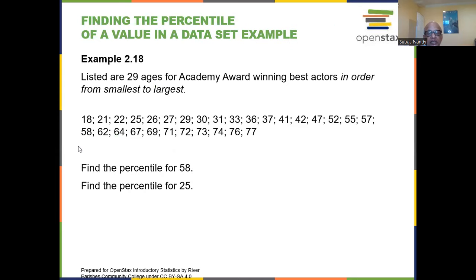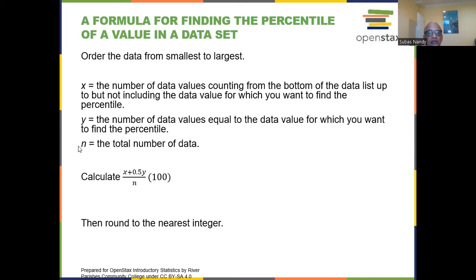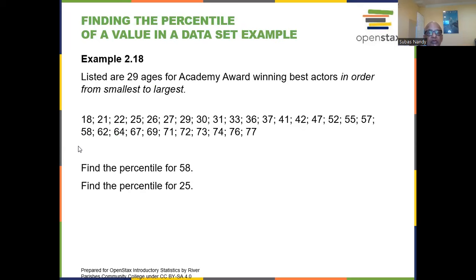Okay. Find the percentile for 58. So how many numbers are below 58 in that data set? 1, 2, 3, 4, 5, 6, 7, 8, 9, 10, 11, 12, 13, 14, 15, 16, 17, 18. So 18 are below 58.